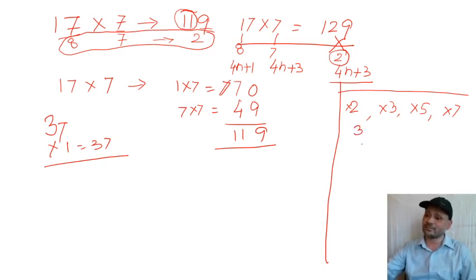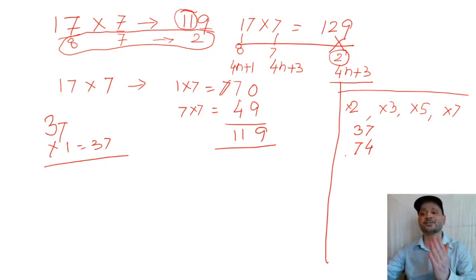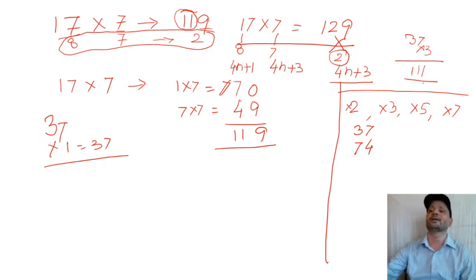37 ones are 37, 37 twos are 74. So quickly you can do: 3 twos are 6, and 7 twos are 14. So 6 plus 1, 7, 4, 74. 37 threes are, so 3 threes are 9, and 7 threes are 21. So 9 plus 2, 11, and 1. So that way you can get 111. So 37 threes are 111.